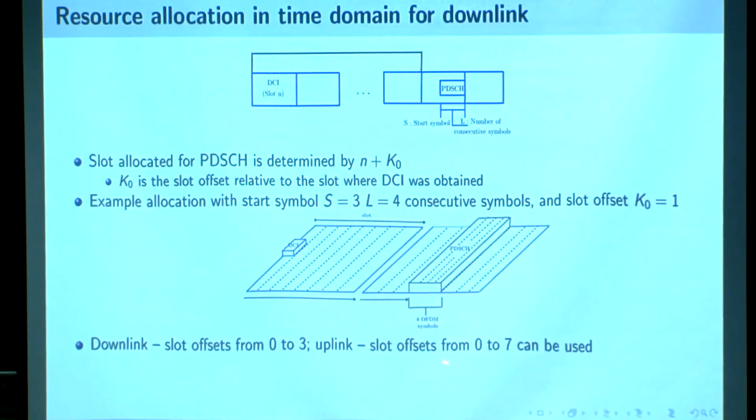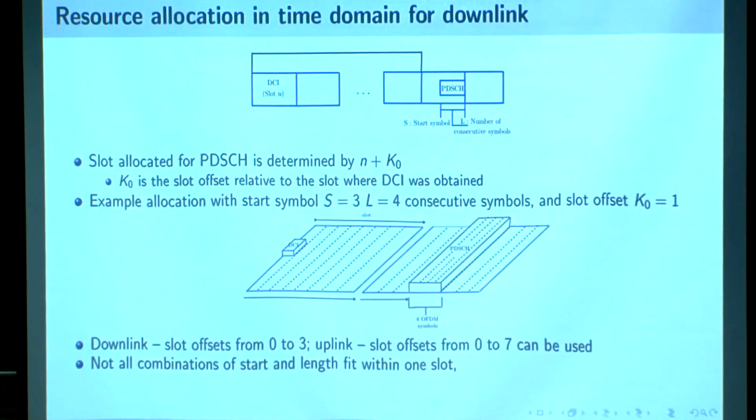Okay, this is for downlink, and for uplink, because this DCI is used for the uplink grant also, there the offset of 0 to 7 can be used. Two different numbers. And not all combinations of start and length fit within one slot.